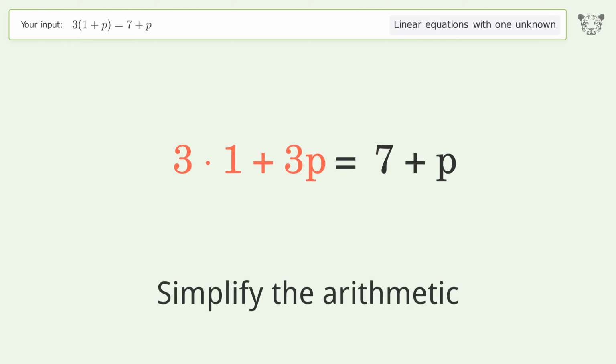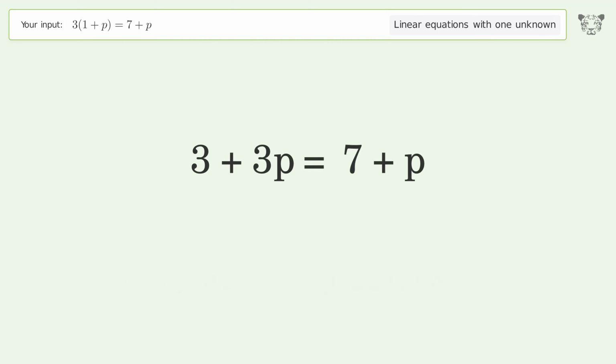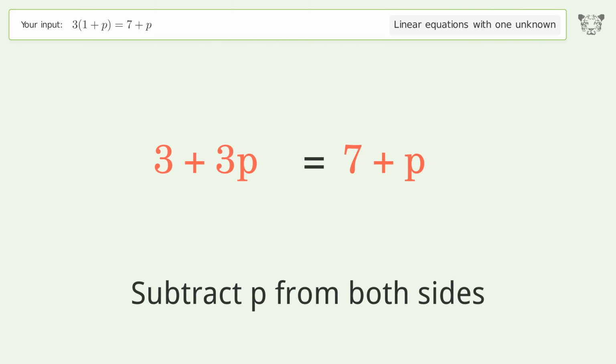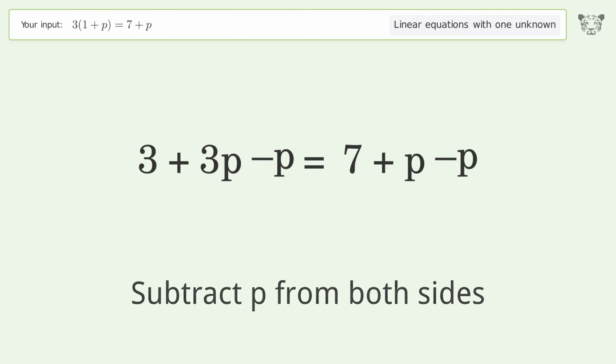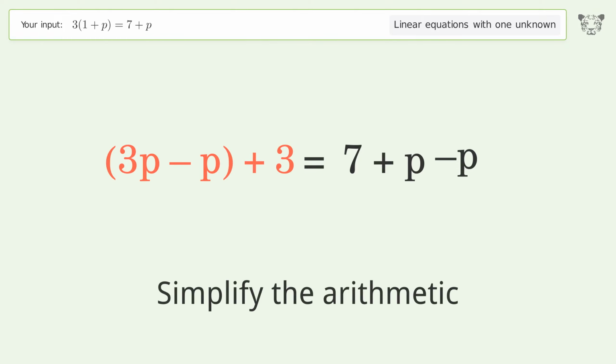Simplify the arithmetic. Group all p terms on the left side of the equation. Subtract p from both sides. Group like terms. Simplify the arithmetic.